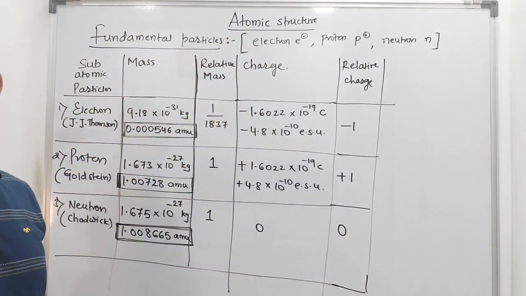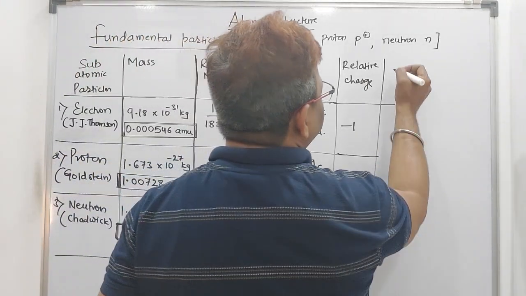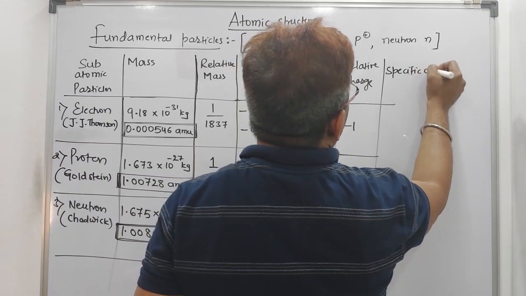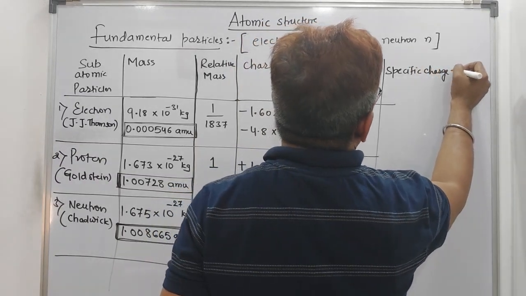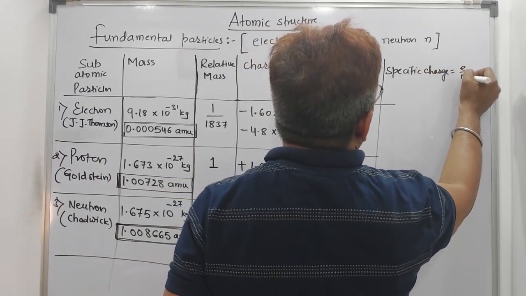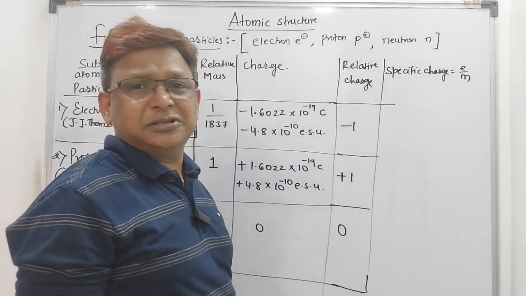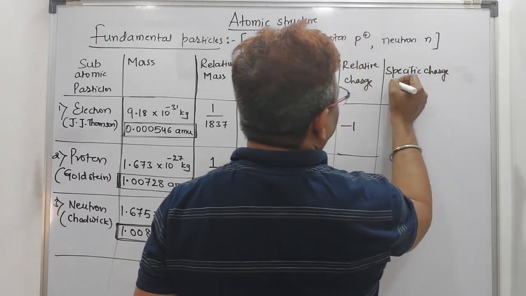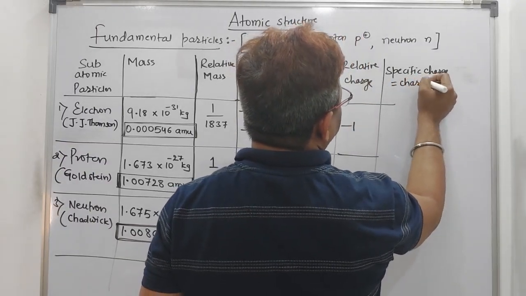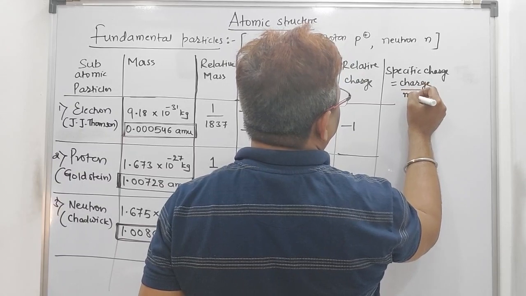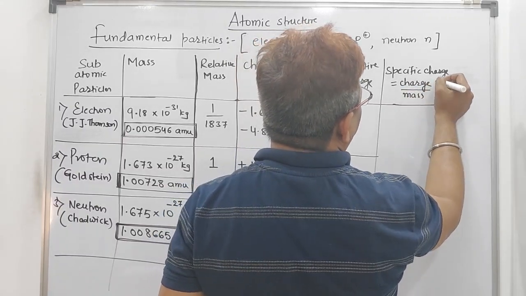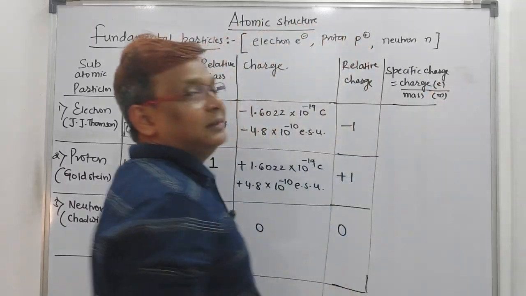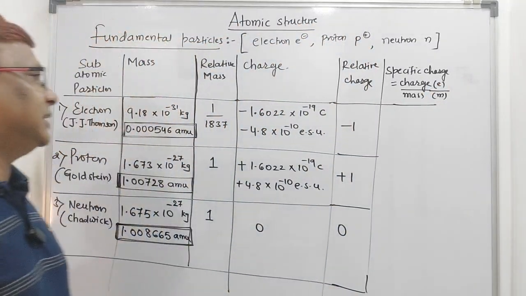But one more table is there, and that is called specific charge. Please listen very carefully. Specific charge is nothing but the ratio of E by M. What is E? Charge. What is M? Mass. So specific charge means the ratio of the charge of the particle by the mass of the particle. We can write it as the E by M ratio. That E by M ratio is called specific charge.